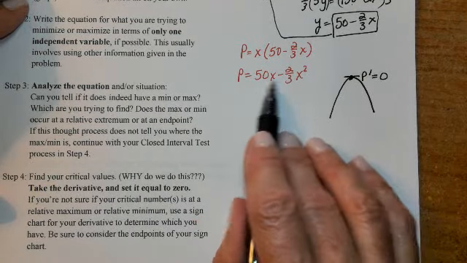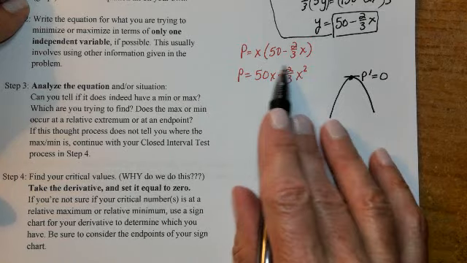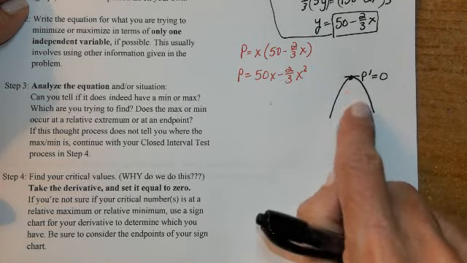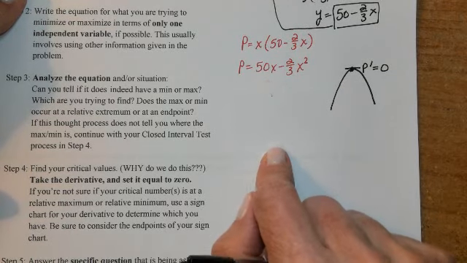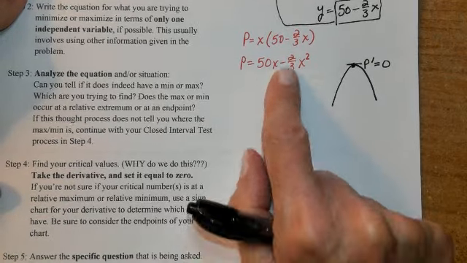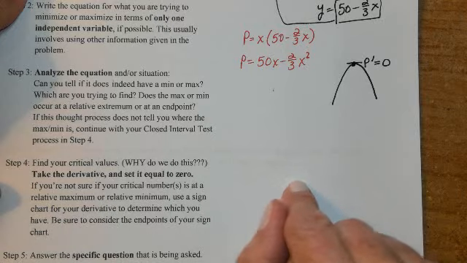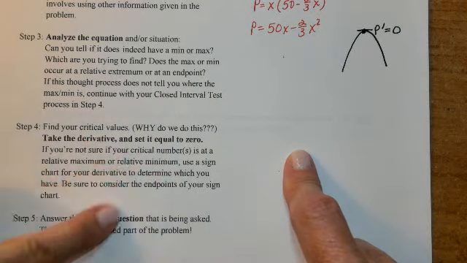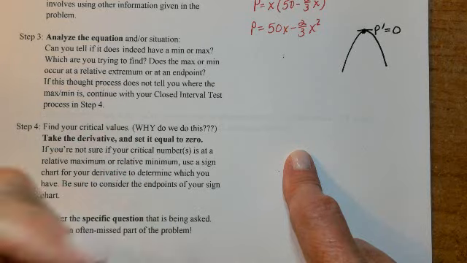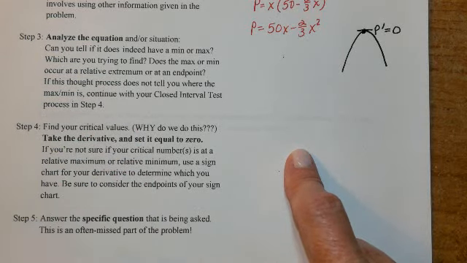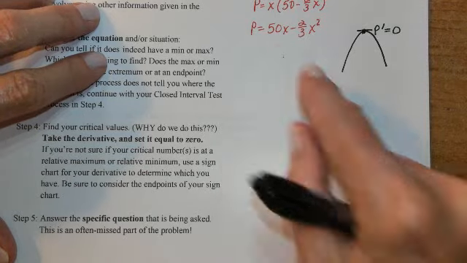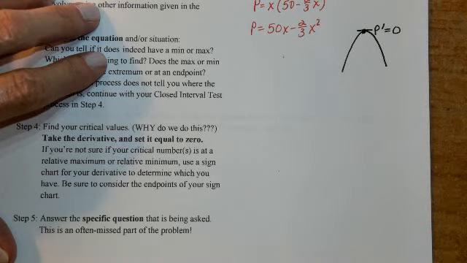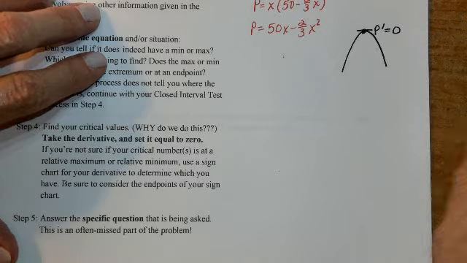If this equation was something that you don't know the graph of, then you're still going to be taking the derivative and setting it equal to 0. But then you'll have another step to do after that, okay? Because you're essentially continuing with the closed interval test process. Even if you don't have a closed interval, you're continuing with that process. And we'll do several problems like that, okay?